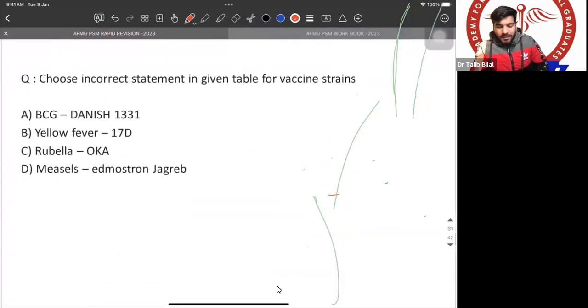Choose the incorrect statement in the given table. ELISA is also used. I said single best. We also have P24 antigen, ELISA and all. I was talking about the single best, which is Western blot.